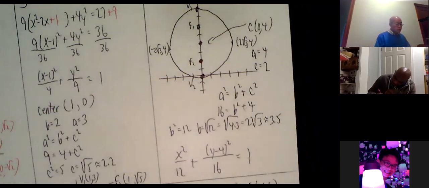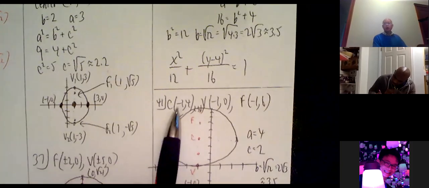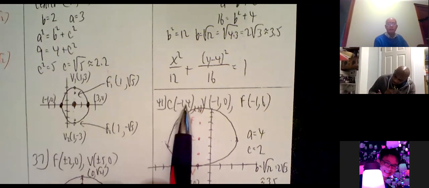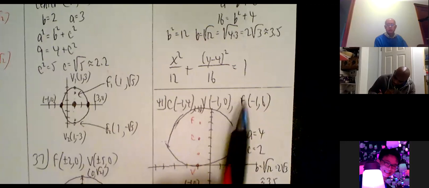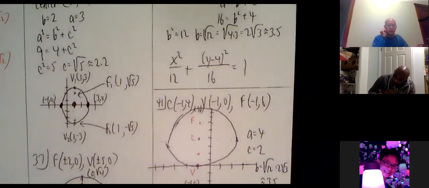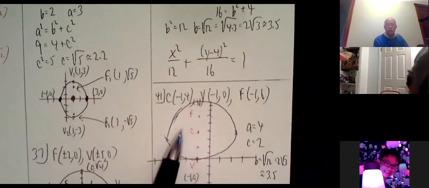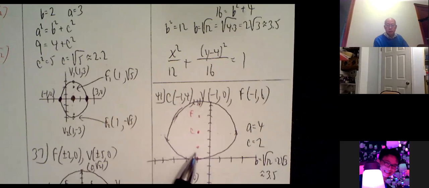All right, the last ellipse problem is 41. The center is -1, 4. So you automatically know that's going to be x plus 1 squared and y minus 4 squared. Vertex is -1, 0. Focus -1, 6. I plotted the points: -1, 4, center. Vertex -1, 0, so 1, 2, 3, 4. That means A is equal to 4. Focus -1, 6 means C equals 2. So A is 4, C is 2.